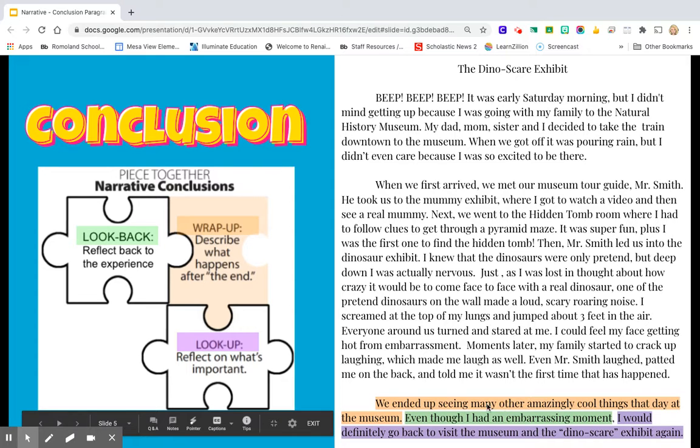It explains what happened after that main problem was solved. It says they ended up seeing a lot of other cool things in the museum that day. Then the look back is where we reflect on the experience and maybe even show a little bit of emotion. So it says, even though I had an embarrassing moment. So kind of looking back at that. But then they talk about the look up. What did they learn, or how did they feel? What was that lesson? Even though it was embarrassing, it says, I would still go back and visit that place again. Obviously, because they had such a good experience outside of that embarrassing moment. So even though this paragraph is only a couple sentences long, it does hit everything we want to include in the conclusion paragraph: the look back, the wrap up, and the look up.